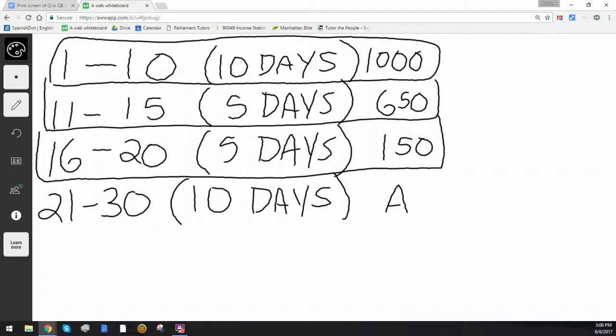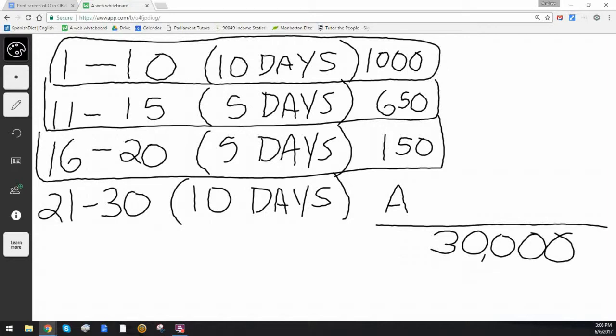Now, as we said before, the average of the daily balances was $1,000. That means that if you added up all the daily balances, you would get $30,000. So all of these have to add up to $30,000. Okay? So this adds up to $10,000. That's 10 days, $1,000 per day.